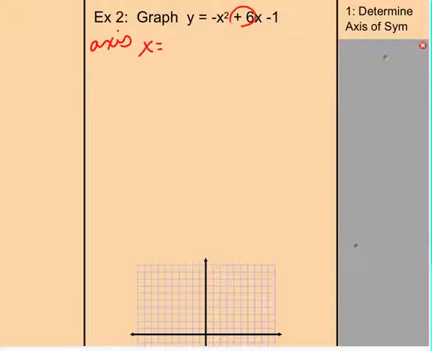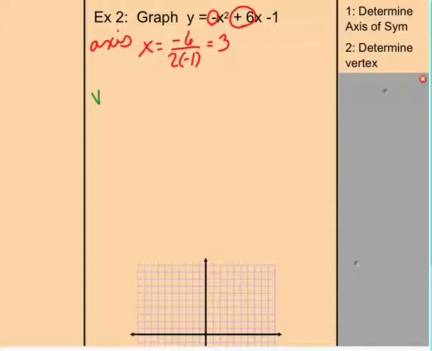Opposite of b divided by 2 times a, negative or negative 1. Negative 6 divided by negative 2 is 3. Getting our vertex, substituting that back in for x. Remember, don't lose that negative, that's your coefficient in front of the x squared.